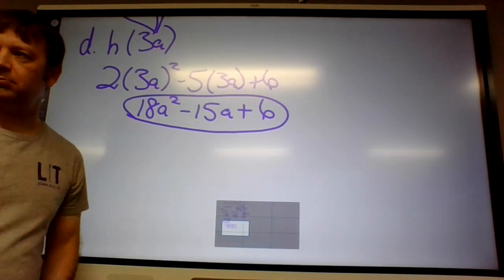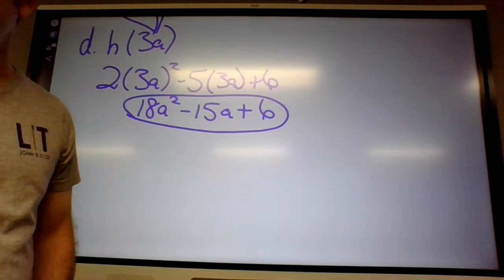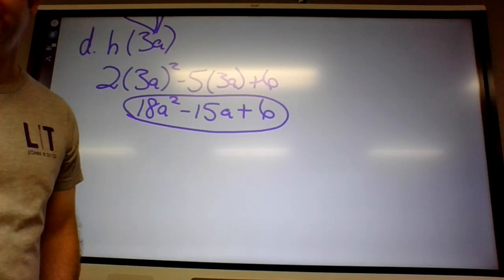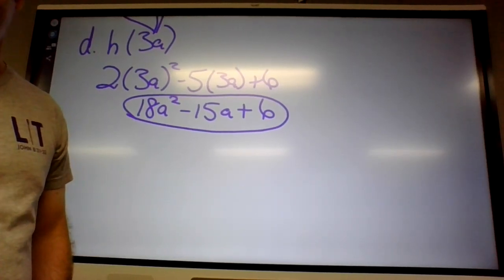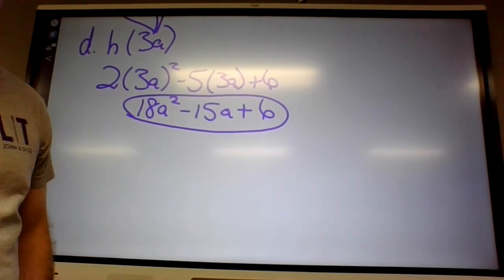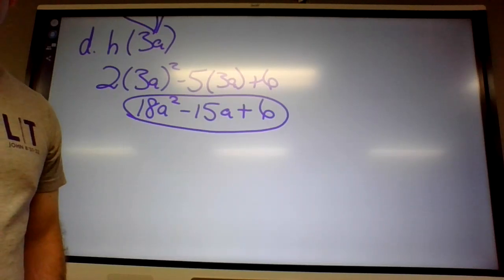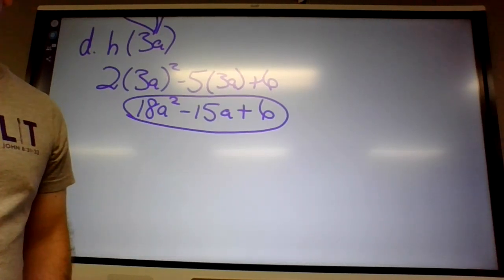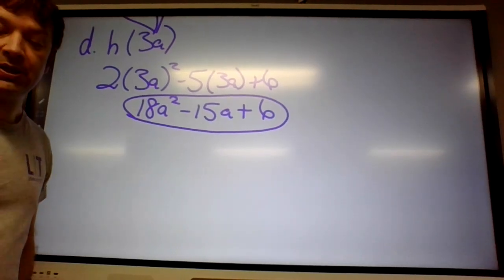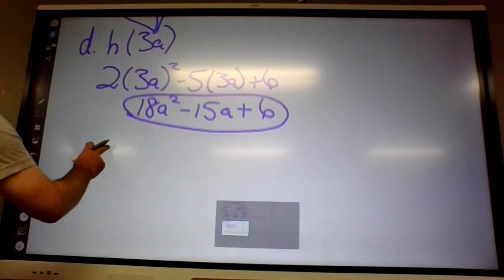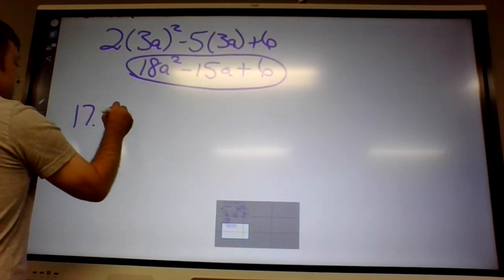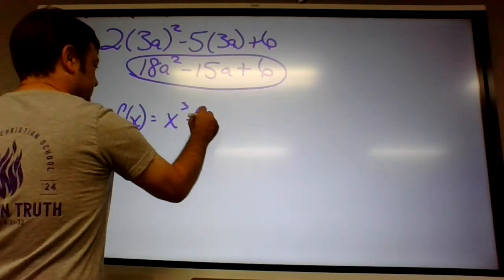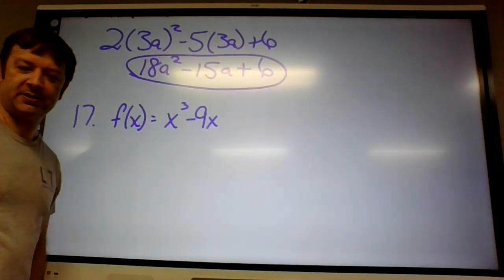Okay, 17. Yeah, this is kind of hard. Your calculator could do A, B if you have the white, and C you have to do it on your own. So 17 is x cubed minus 9x. But D, yeah, you have to do it on your own.